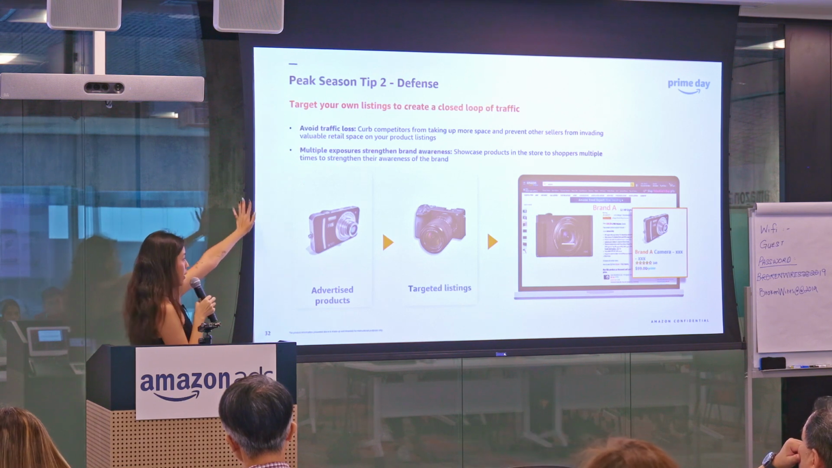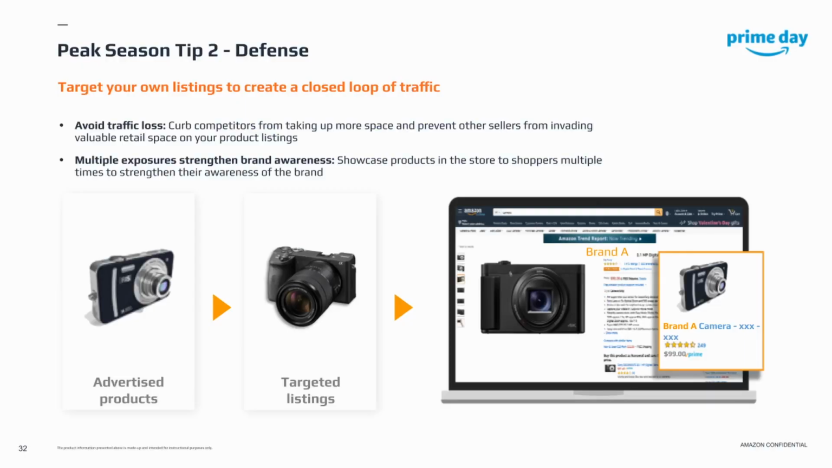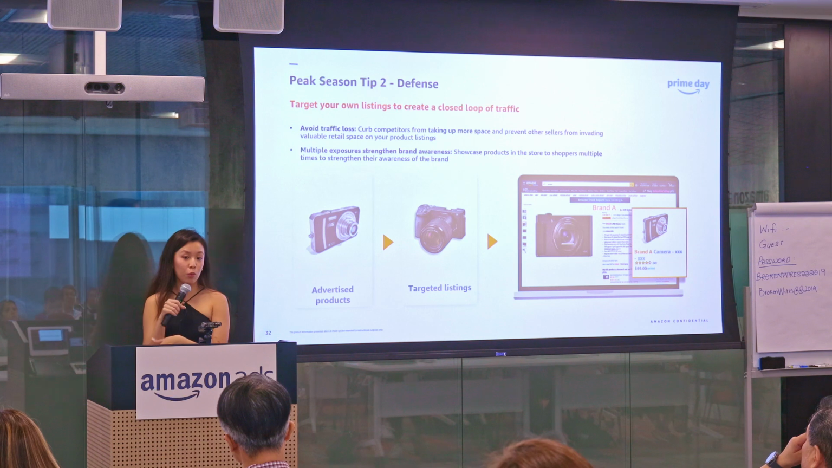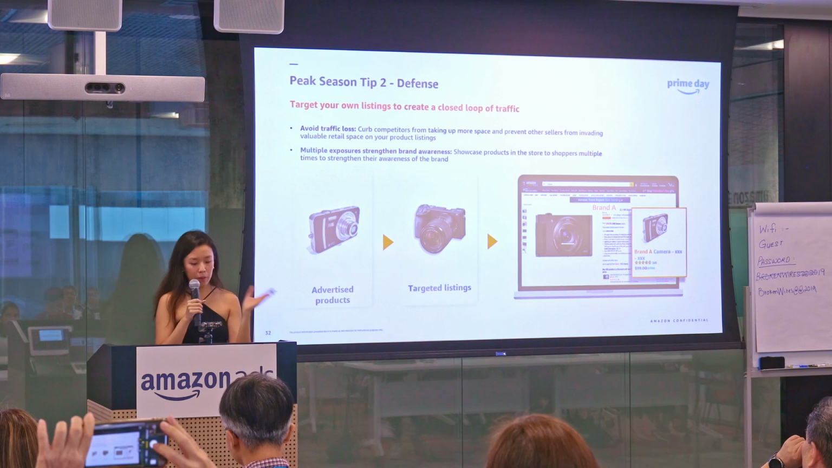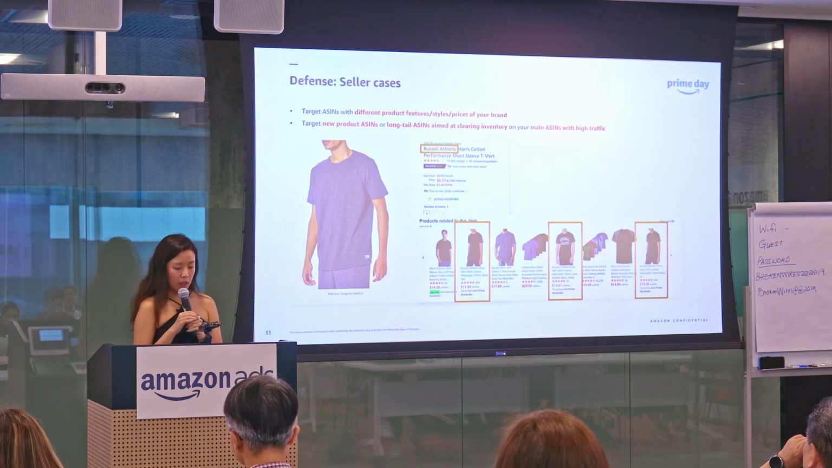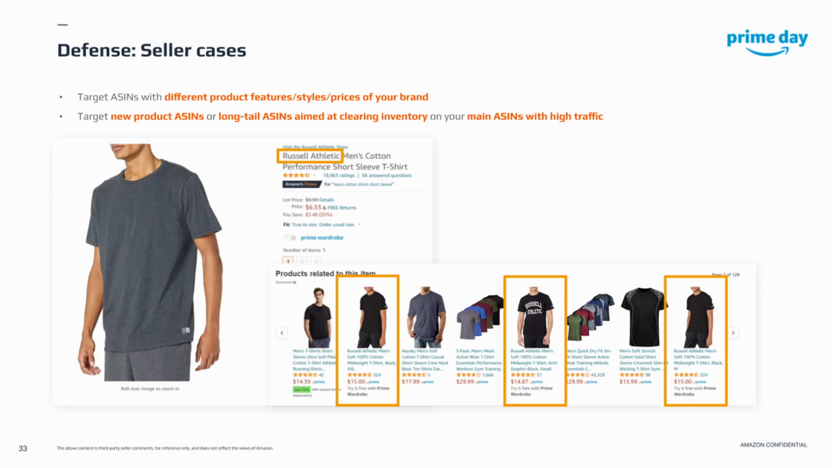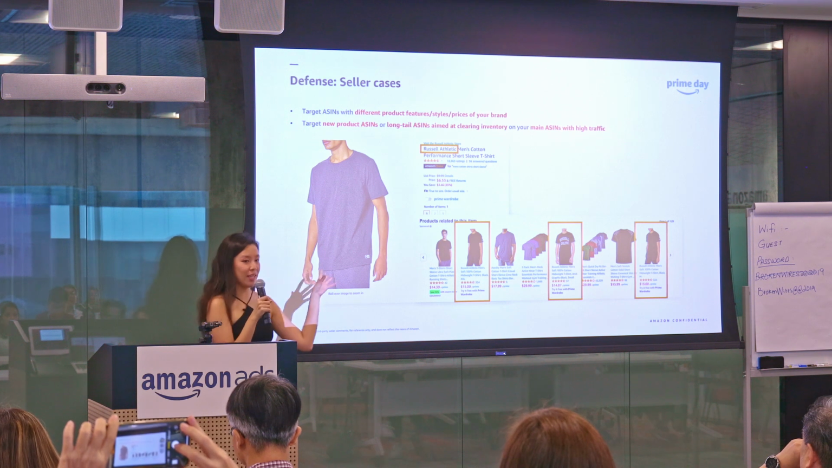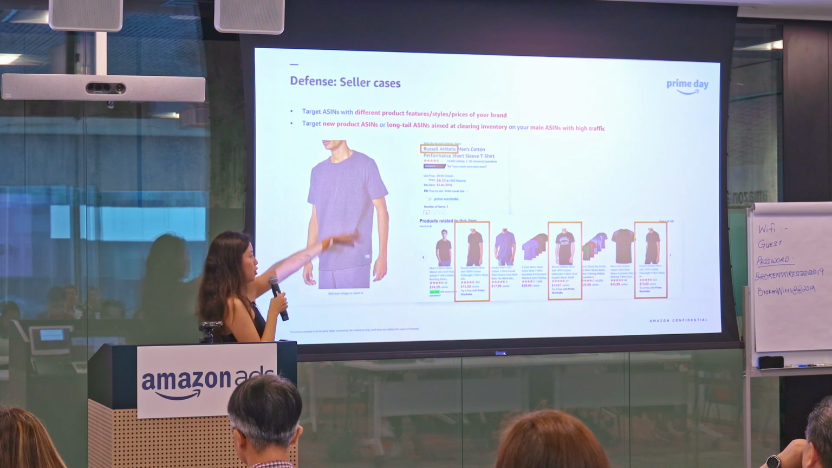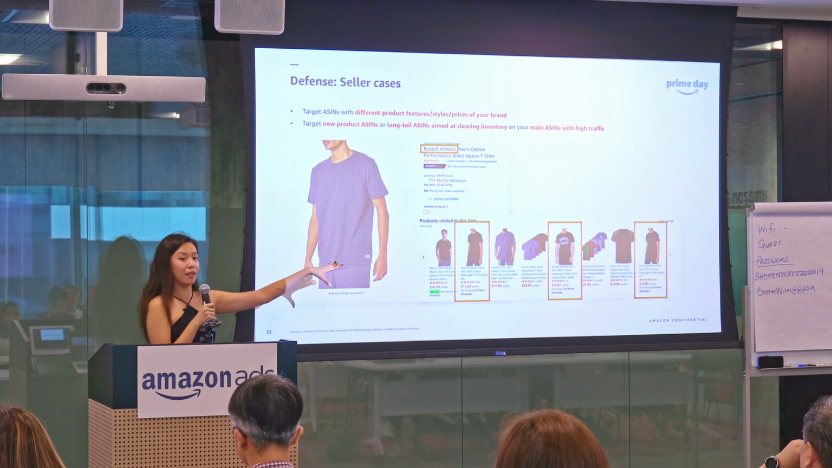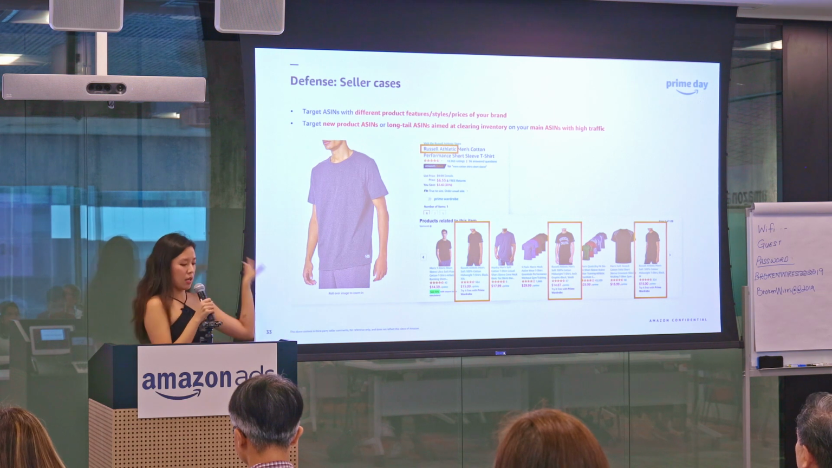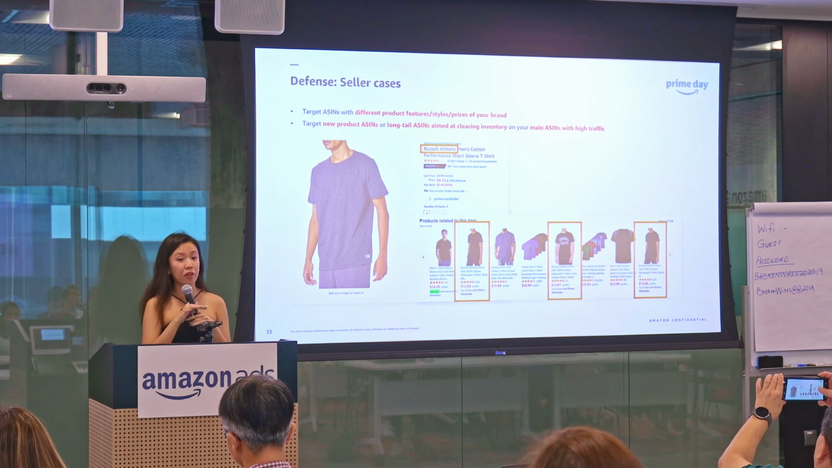So definitely, in terms of defense, again, the objective is to avoid traffic loss. You don't want to run sponsored products and then lose your traffic to competitors. So again, this is what I mean by targeting your own listings to create that closed loop of traffic. Yeah, you can target ASINs with different product features. So this is where you can use your question mark ASIN to target your rising or your cash cow ASINs, to ensure different colors or different types of your products appear along the featured items at the bottom of the product detail page. So this is how you defend your brands.